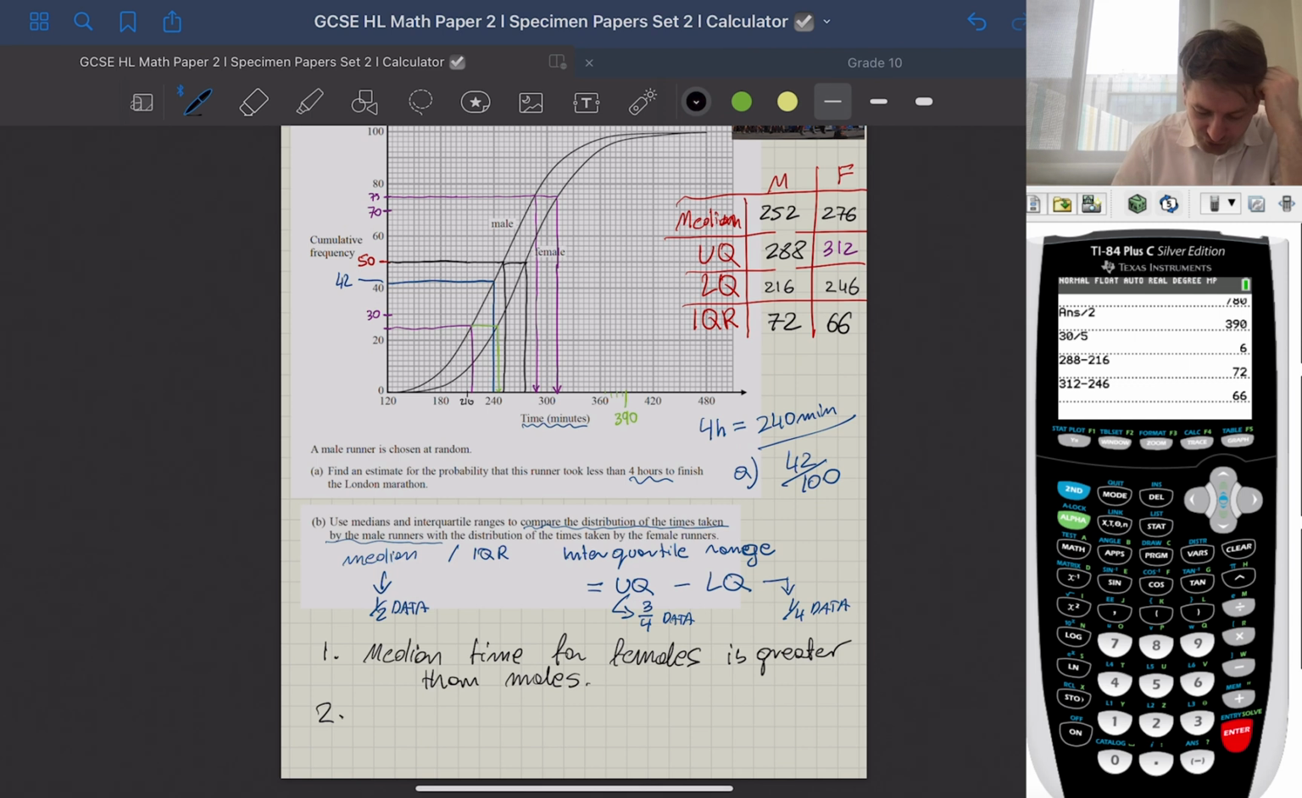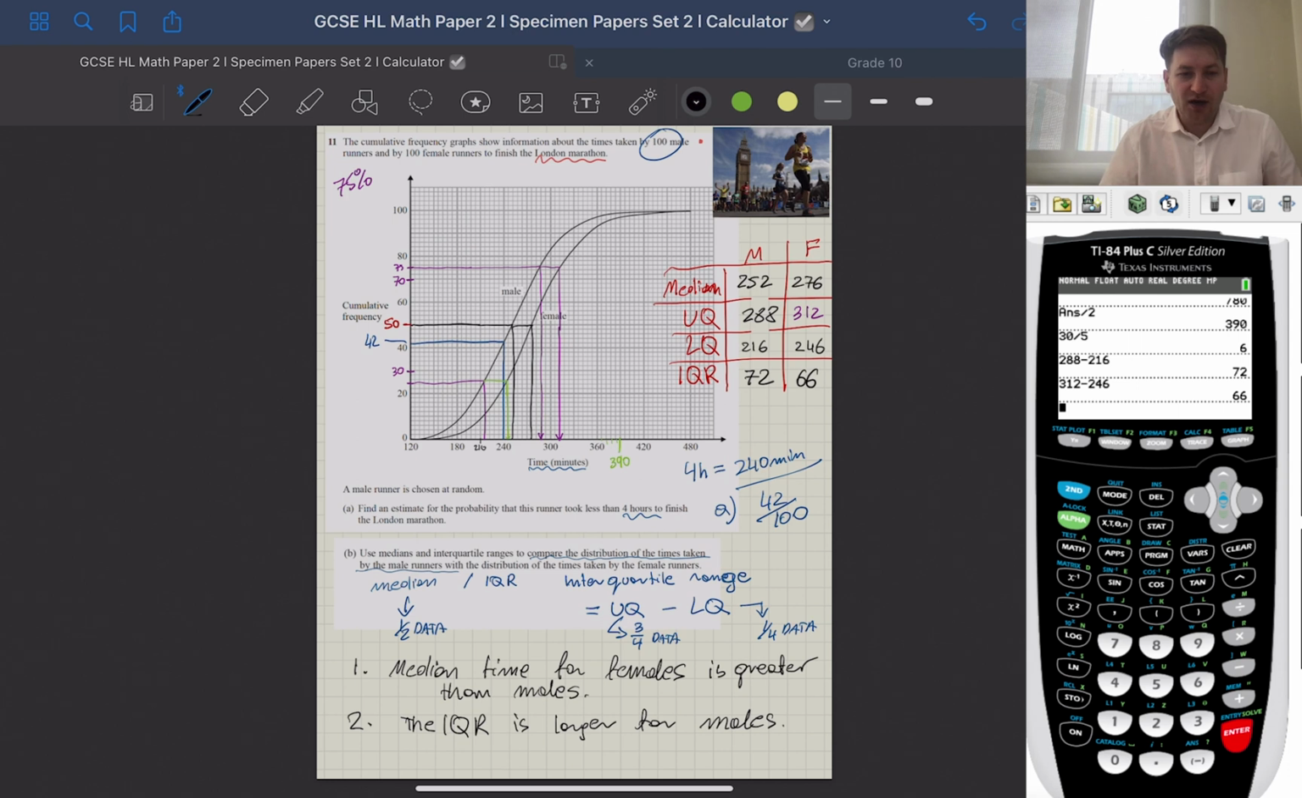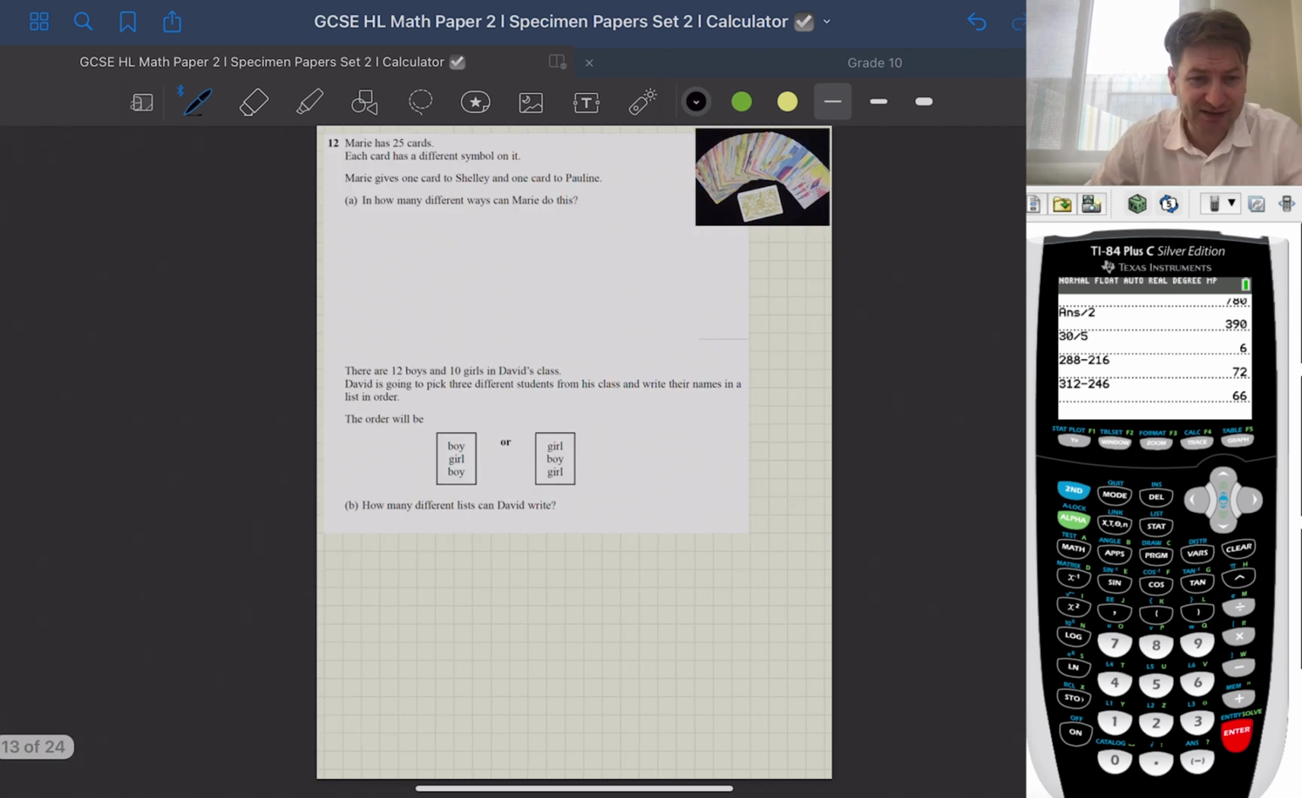And question 2, I would say the interquartile range of those is larger for males. All right. So the spread of data is a bit bigger for males there. All right, next one. Spent a lot of time on this one, but it does take a long time to draw those things and find out the answer.